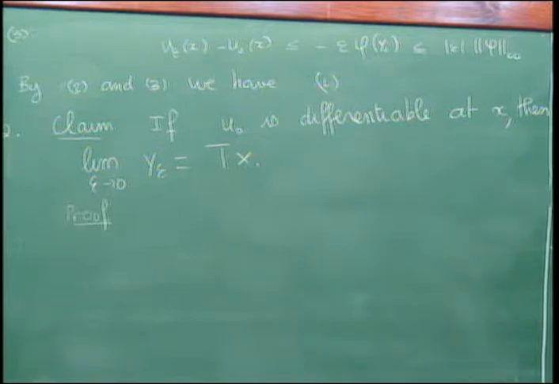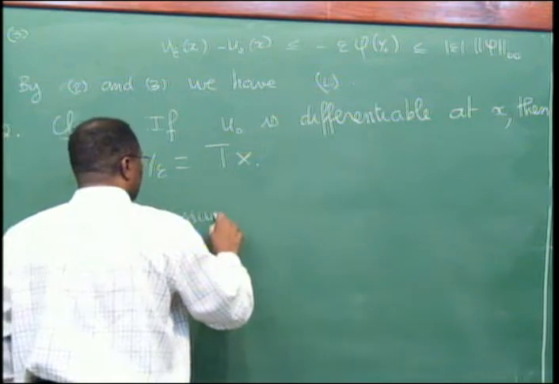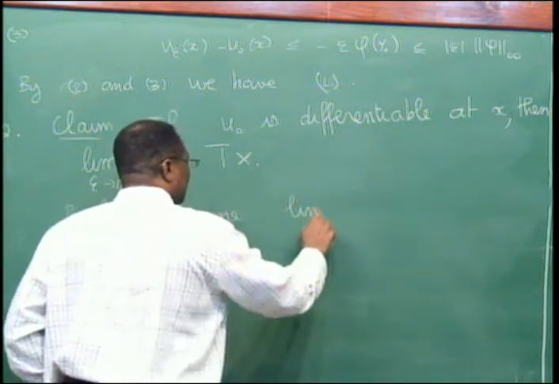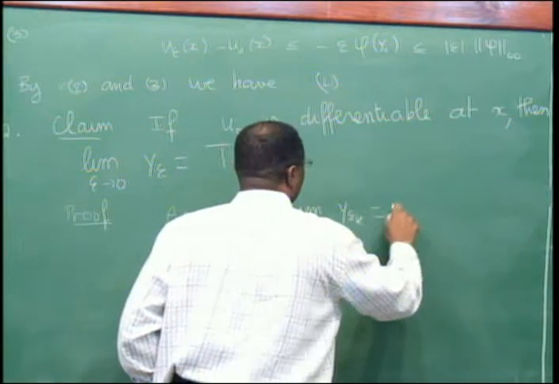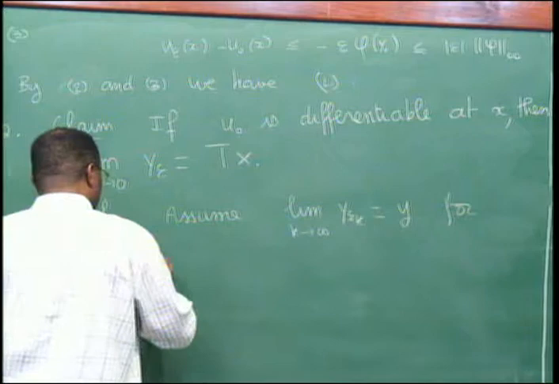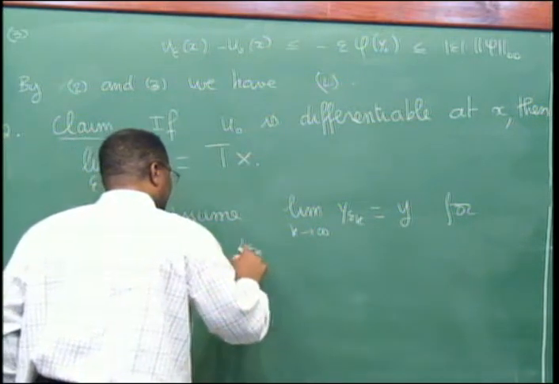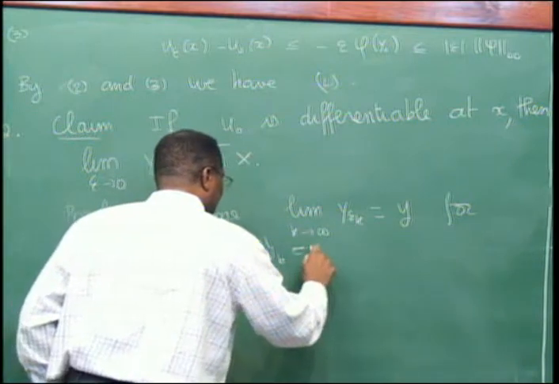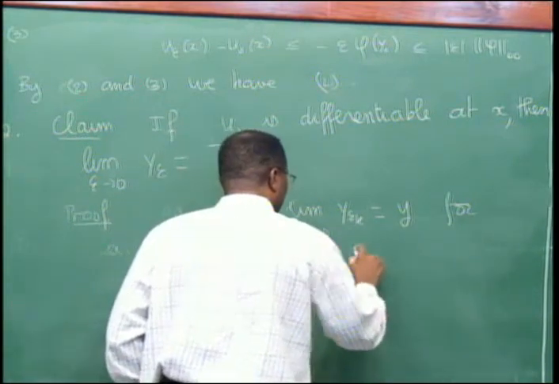So assume the limit when k goes to infinity of y epsilon k equals y, for a sequence epsilon k in (0, infinity) converging to 0.